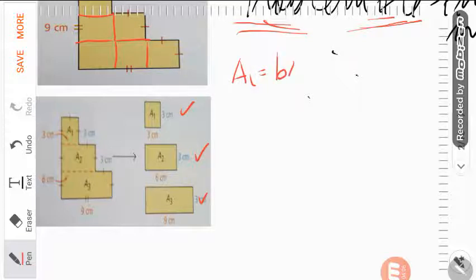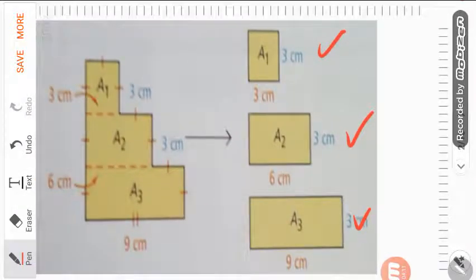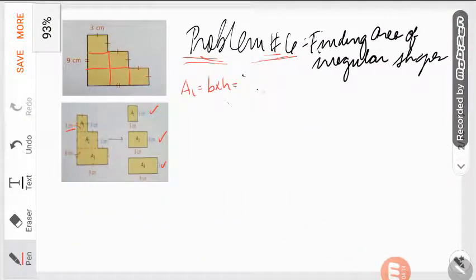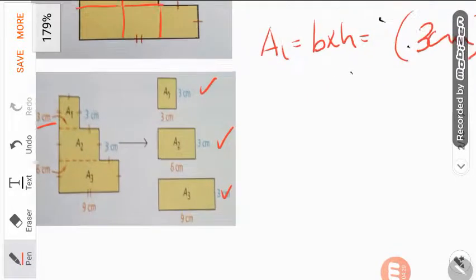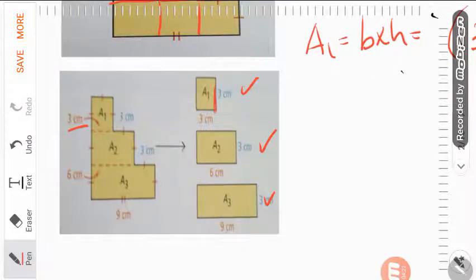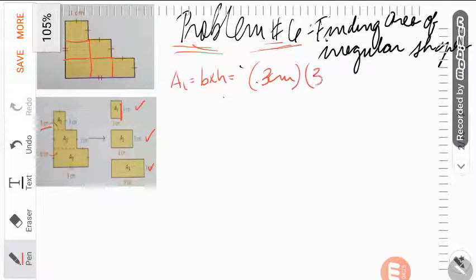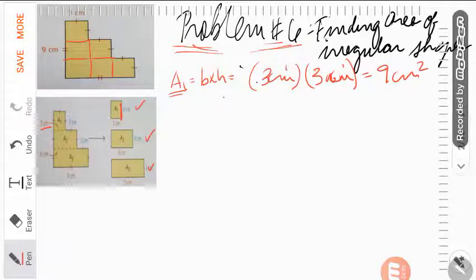Area, we know the formula is base times height. So the base of the first square, as we indicated here, is 3 centimeters, times the height of this first square, which is also 3 centimeters, a perfect square. So 3 times 3 is 9, and the unit: one dimension times one dimension makes 2 dimensions, which matches up with area, as we explained many times. So we have 9 square centimeters for area 1.